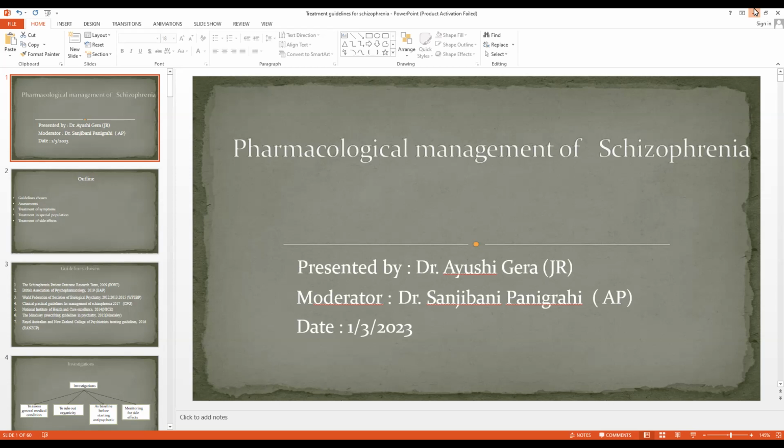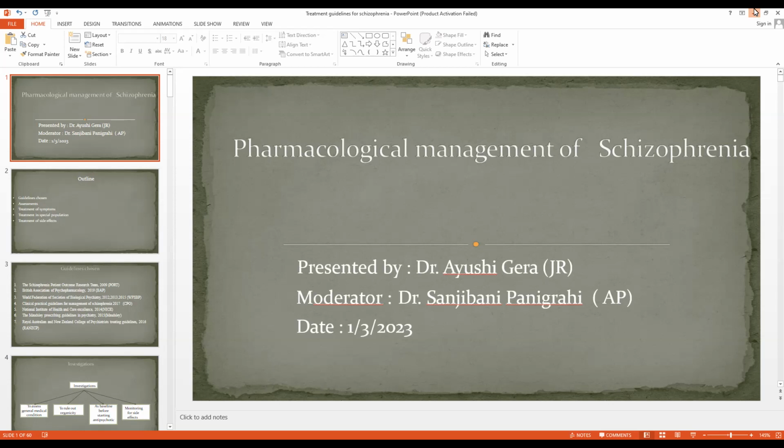To rule out organicity, we have recommendations by BAP and by the World Federation. But is this in context, case based, or for any patient from this episode? They say that you have to rule out organicity in any patient, but not specifically.